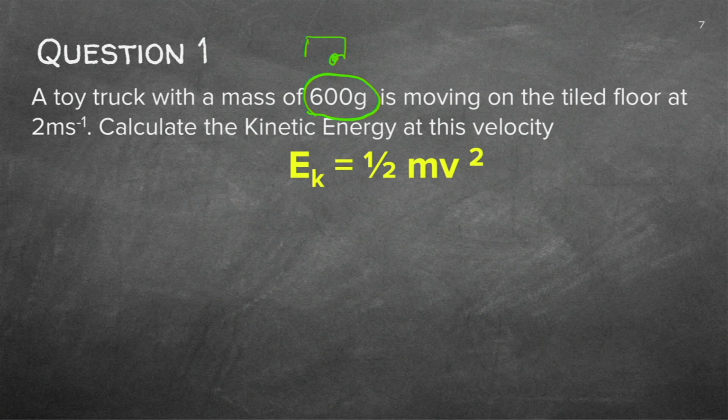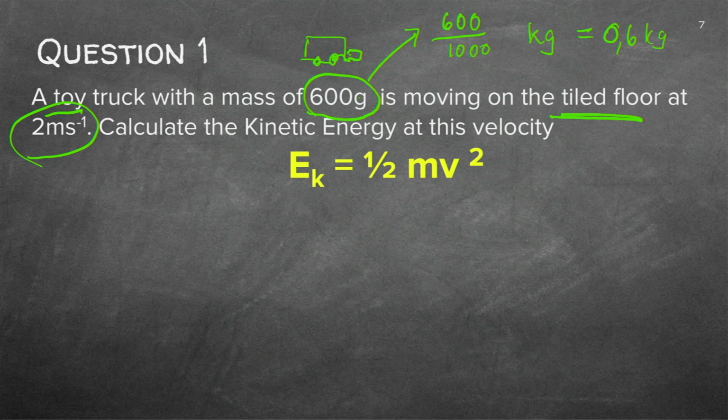I'm not a good artist, but I've got a truck there. Can you see my little truck? And this mass is a little toy truck, 600 grams. You immediately say it is 600 divided by 1,000 to give you kilograms. That will be 0.6 kilograms. It's moving on a tiled floor and the velocity is 2 meters per second.